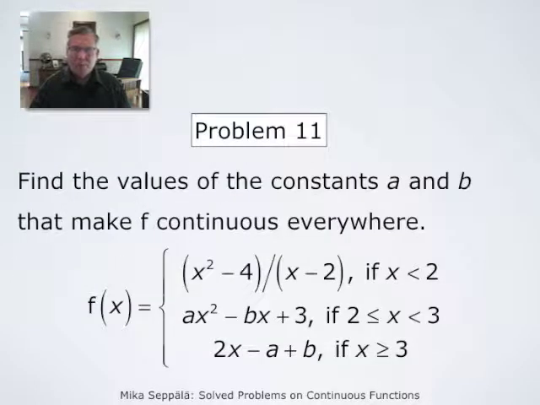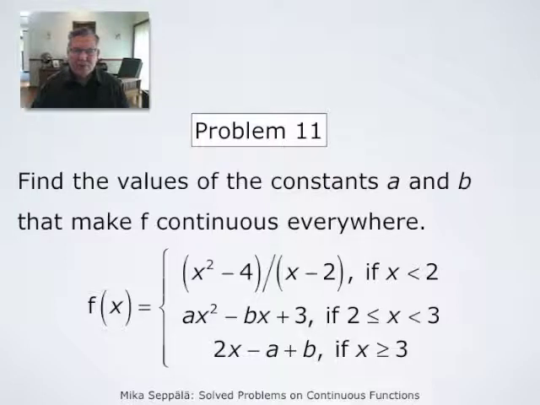Problem 11 is slightly more complicated but of the same type as problem 10. We have to find the values of the constants a and b, which make the function f of x continuous, where f of x is defined by setting f of x equals (x squared minus 4) divided by (x minus 2) if x is less than 2, and ax squared minus bx plus 3 if x is between 2 and 3, 2 allowed, 3 not, and 2x minus a plus b if x is greater than or equal to 3.